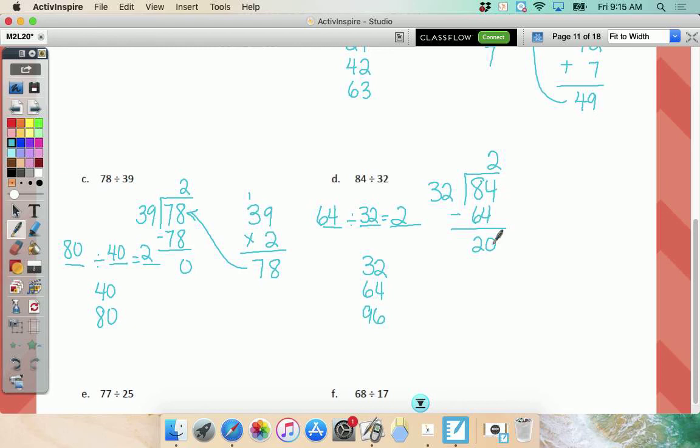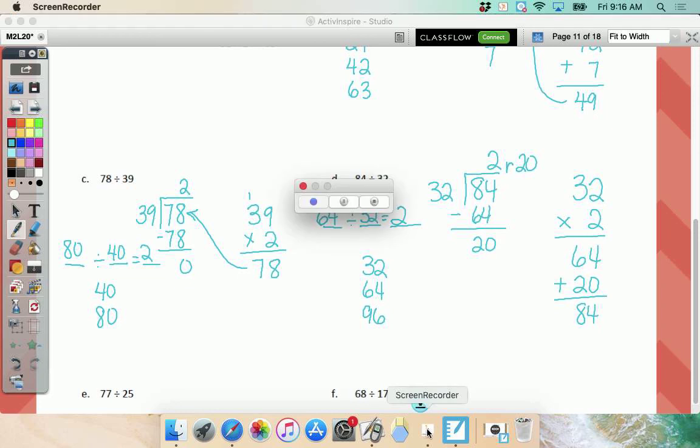Now I will tell you, I had someone in block 1 who forgot to check to see if the remainder was less than the divisor, and they ended up getting a problem wrong. So make sure you check that. It's going to save you. All right. So remainder what? 20. Okay, what do I multiply? 32 times 2. So did that work? Yes.